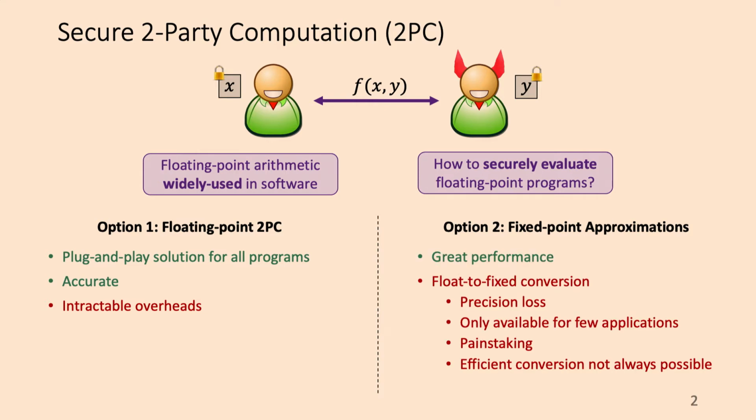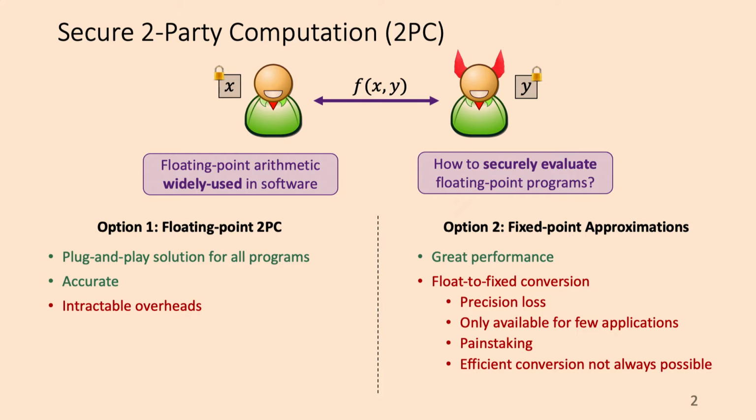The second option is to consider fixed point approximations, which have great performance. So that's where most of the focus has been. But there's this float to fixed conversion, which is required for floating point programs, which is pretty janky. First, this leads to a precision loss because you're now not computing F, you're computing F prime, an approximation. The second problem is that this conversion is only available for a few applications, like machine learning, for instance, and there's no general tool which you can use to go from a floating point program to a fixed point approximation.